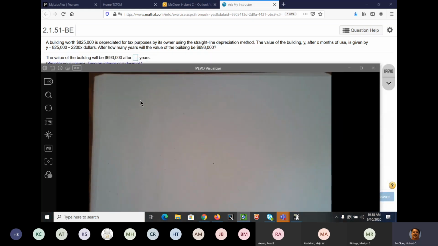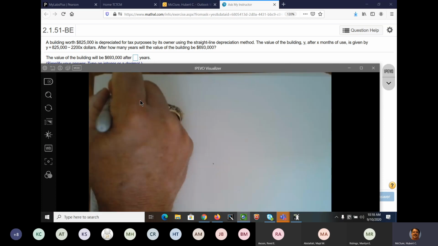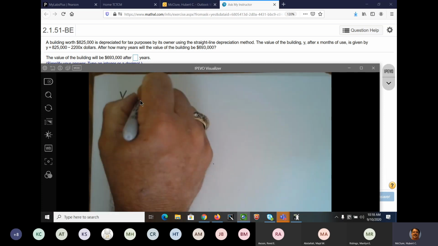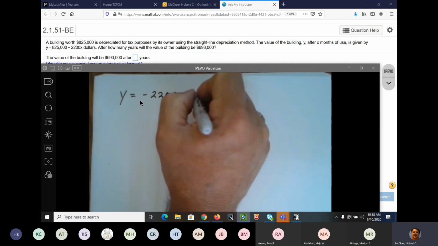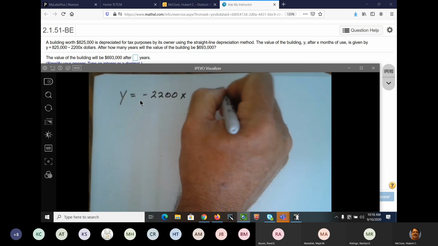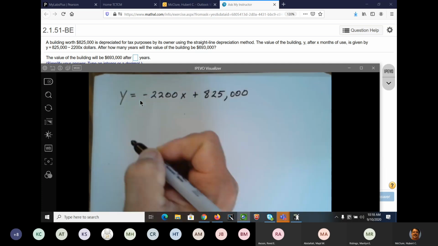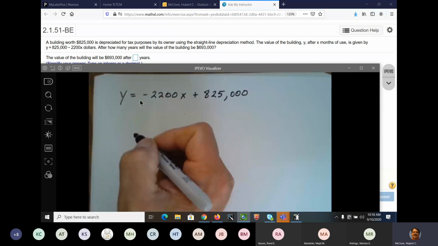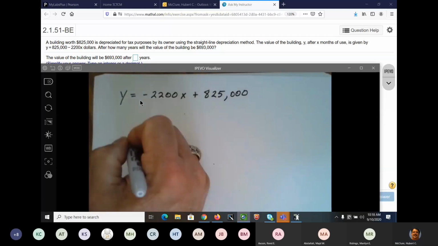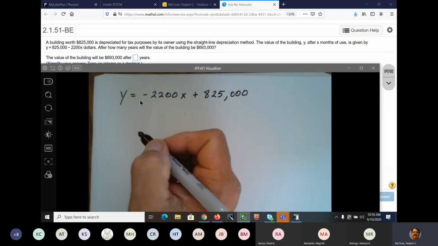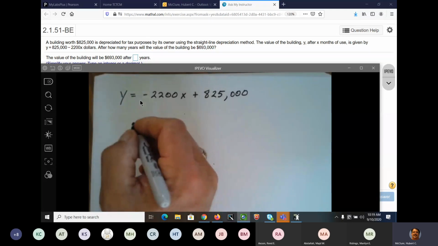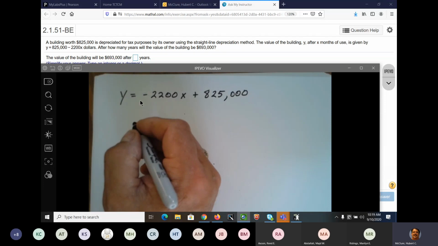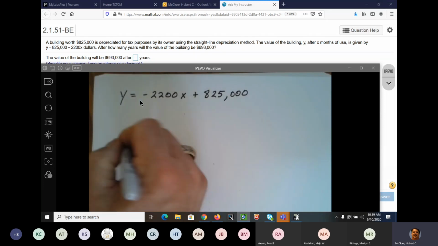So Y is equal to negative 2200X plus 825,000. Y after X months of using it. So when will it equal 693,000? Well, then you set Y equal to 693,000.